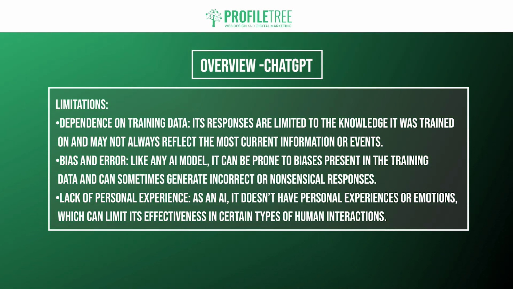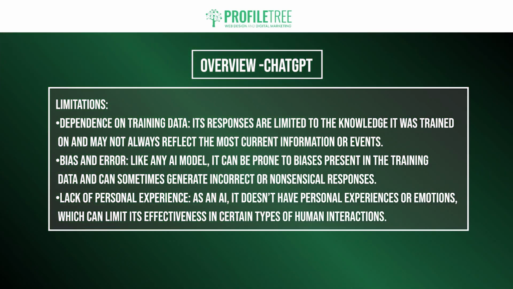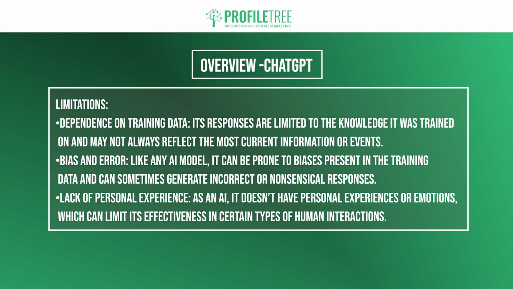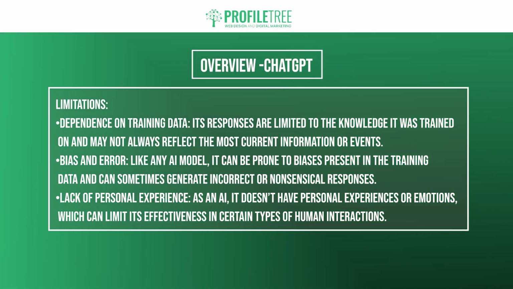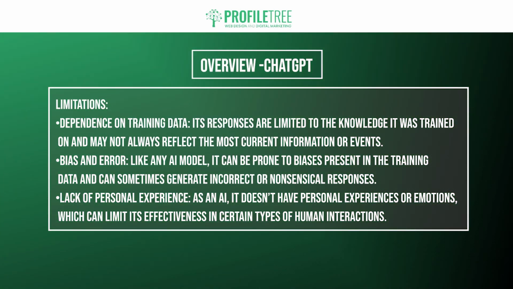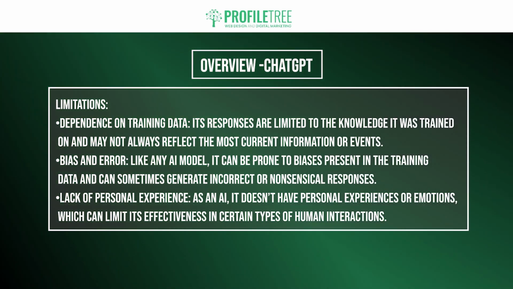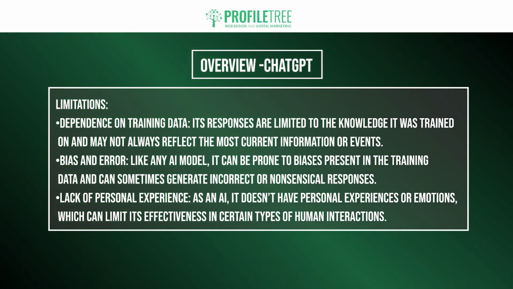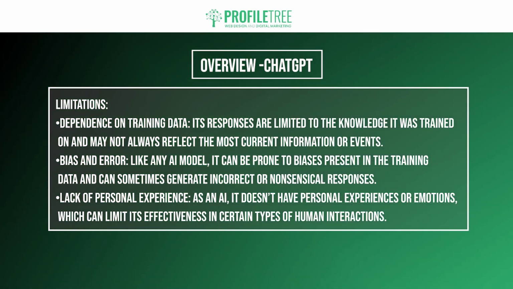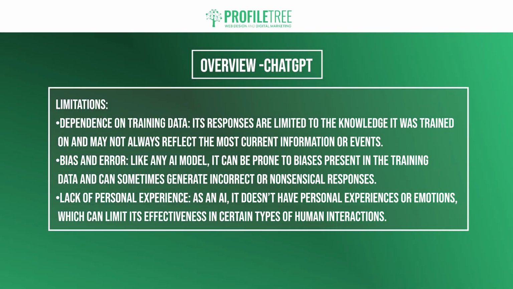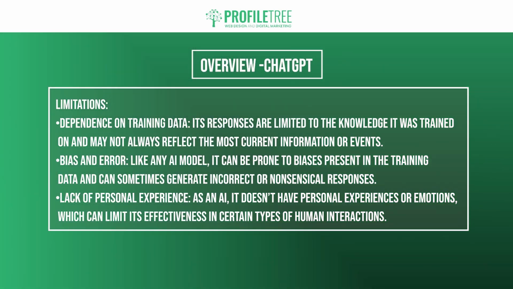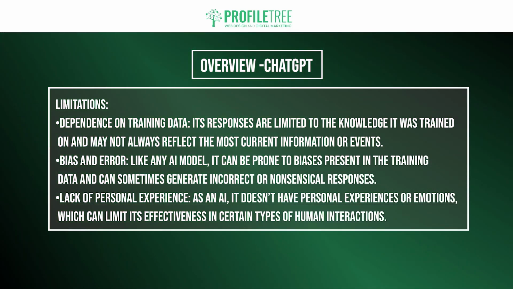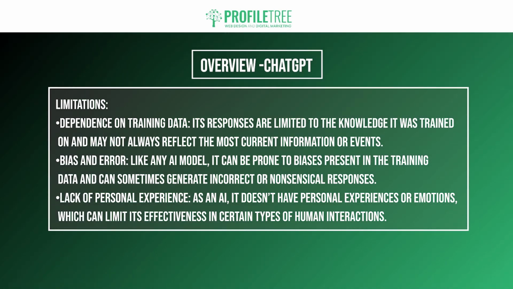It does have a bit of bias and error as well. Like any AI model, it can be prone to bias present in the training data and can sometimes generate incorrect or non-essential responses. So that is something that you want to work on if you have gotten some sort of feedback or information based off it, and you're maybe using it for content creation. I would 100% make sure to look over it and double check the information that it's given. Now remember, ChatGPT can make mistakes, so it's always best to recheck the information given.